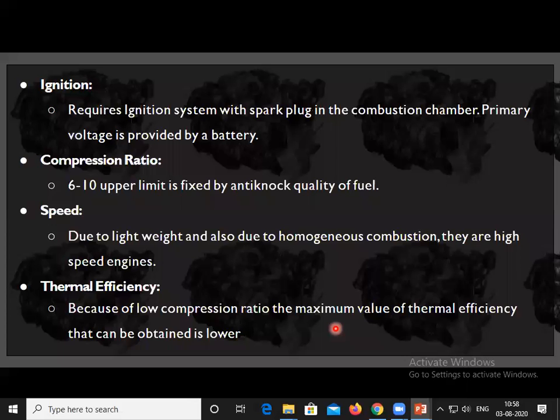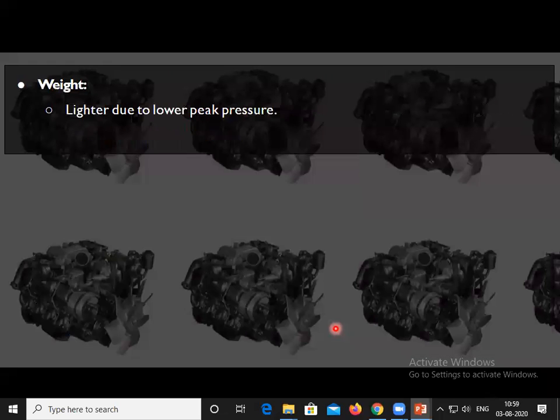Okay, so here homogeneous within the cylinder means that before coming to the combustion chamber, we mix air and fuel. That's why we call it homogeneous. And so that's why they are high speed engines. Coming to thermal efficiency, as the compression ratio is low, we are going to have maximum thermal efficiency when compared to the CI engine. And here we have lightweight due to lower peak pressures.